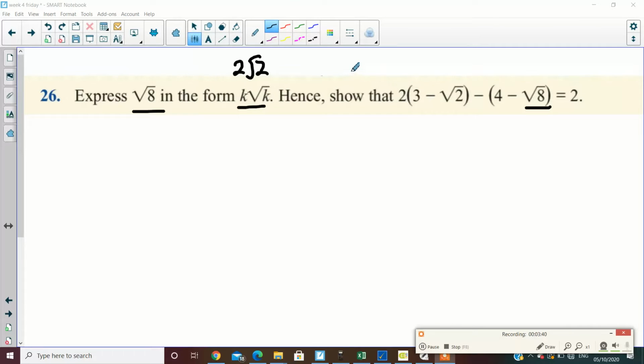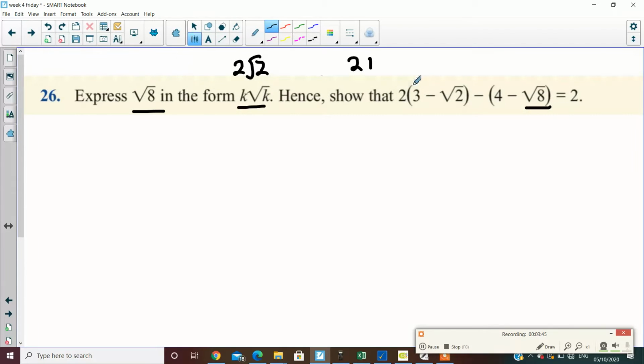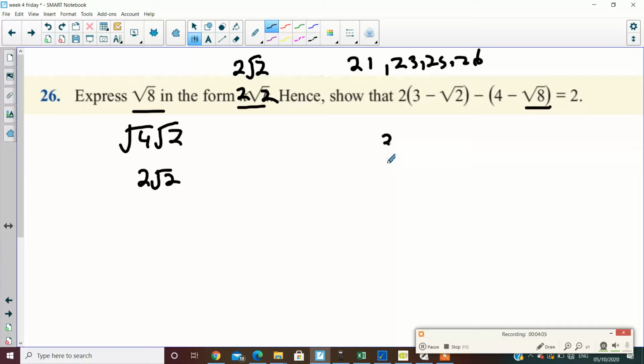We have done 21, 23, 25, and 20, and about to do 26. Right, 26, very easy. Break root 8 into root 4 by root 2. And what's root 4 by root 2? 2 root 2. Now, I knew it had to be something like that because the k values have to be the same. Now, in this question here, what can I replace root 8 with? 2 root 2.